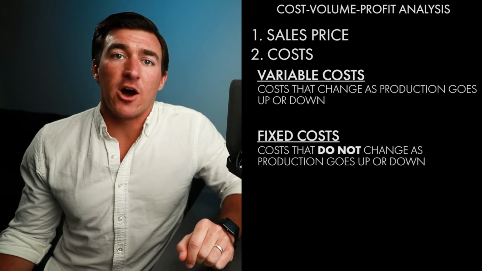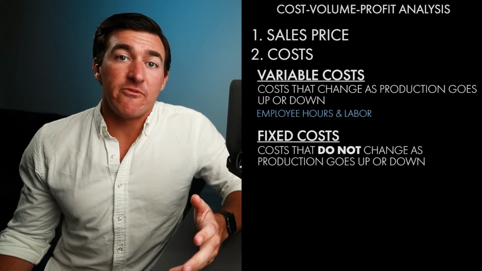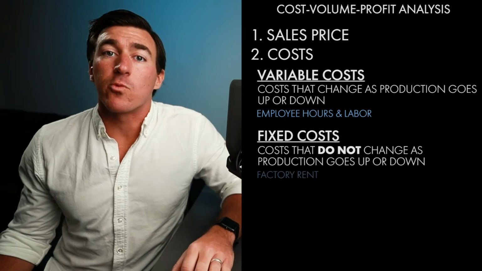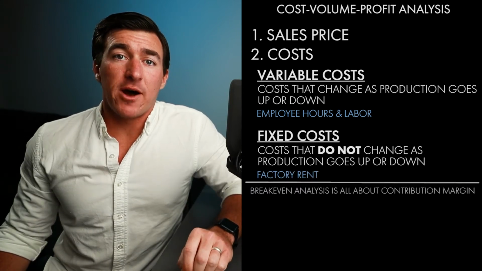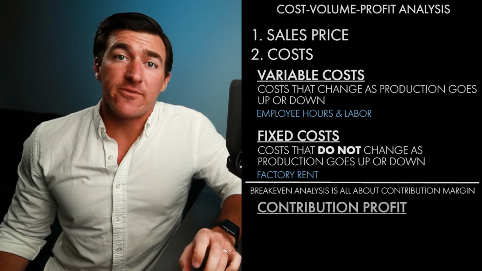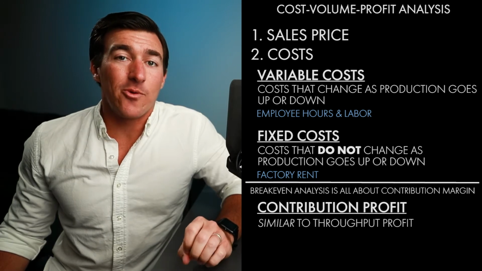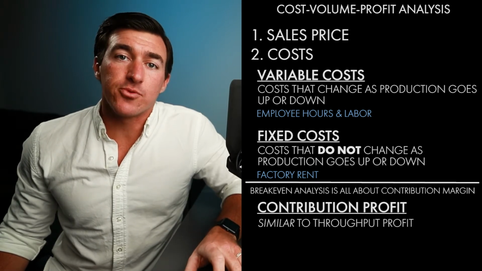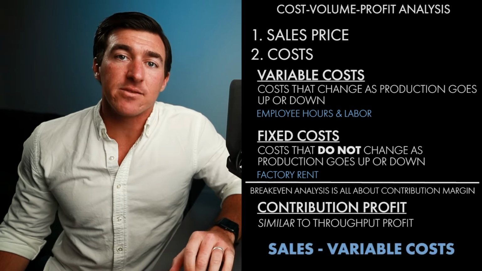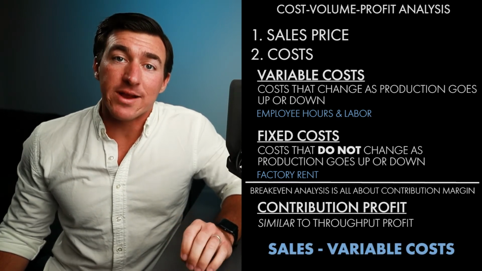An example of variable cost would be employee man hours and labor. An example of a fixed cost would be factory rent. Break-even analysis is all about figuring out what's called contribution margin. You see, contribution profit is a type of profit similar to throughput profit, but not quite the same. Contribution profit is sales minus variable costs. Remember, throughput was sales minus direct costs.